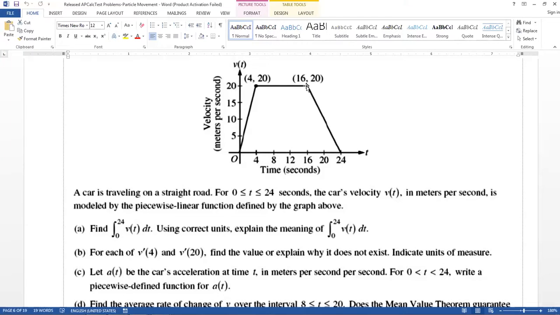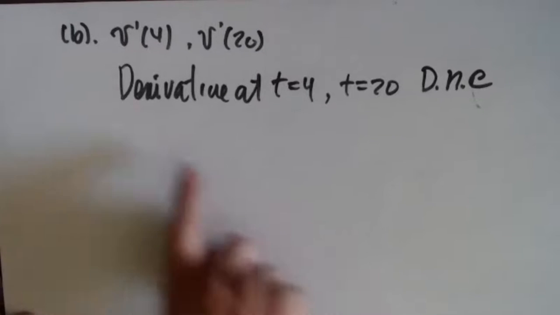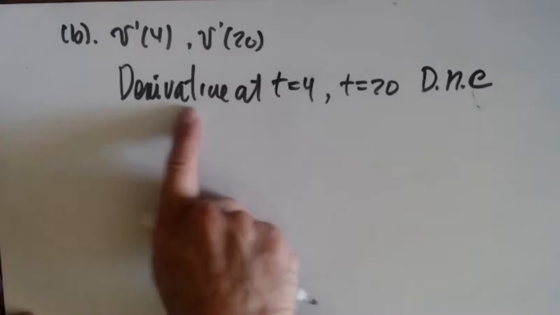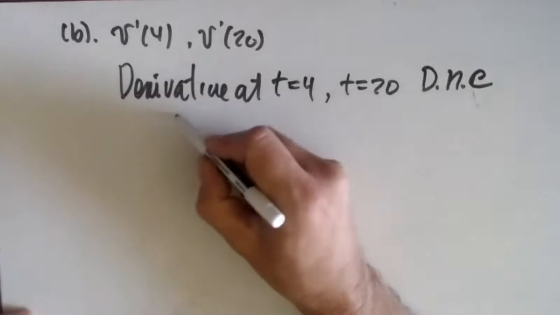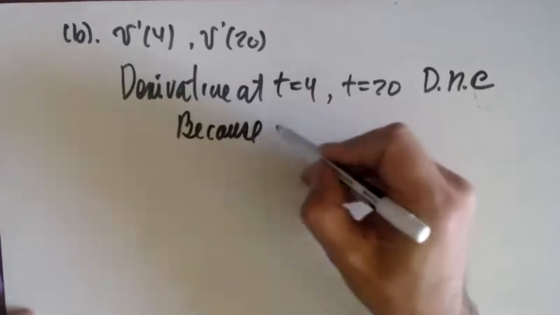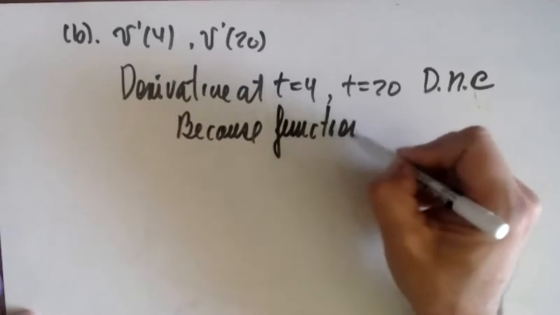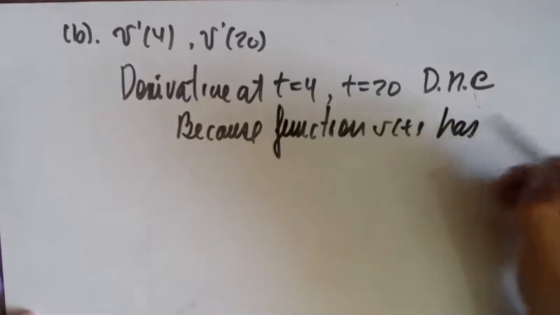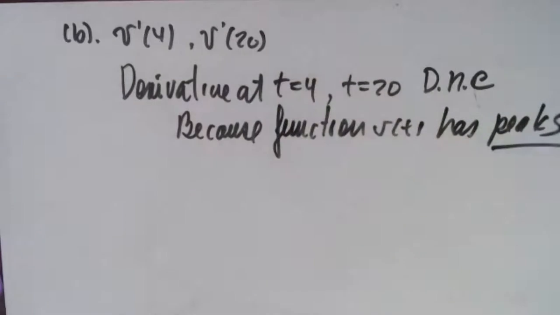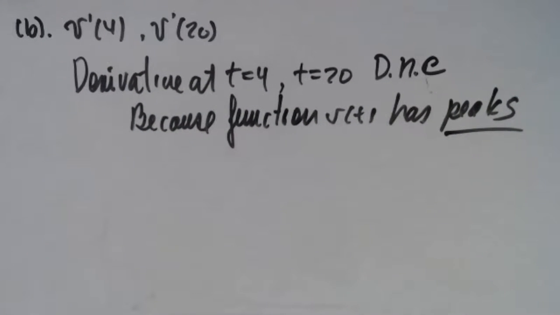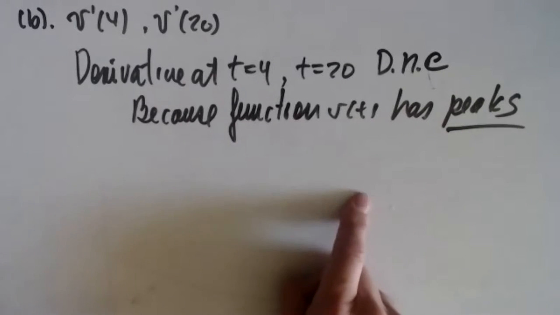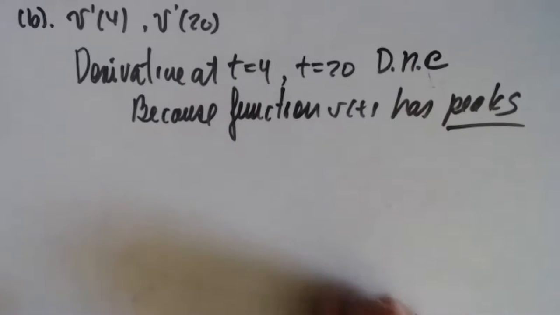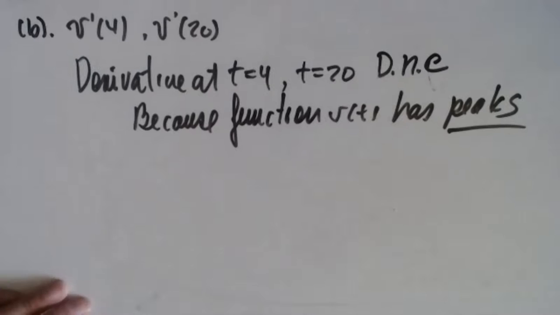Okay. This is the point. Let me just put it right here. If you try B prime of 4 and B prime of 20, the derivative at t equals 4 and t equals 20 does not exist, correct? Because the function B of t has peaks, correct? And the functions are not differentiable at peaks. So the acceleration at the left and the acceleration at the right are different, okay? So it's very simple, that one.